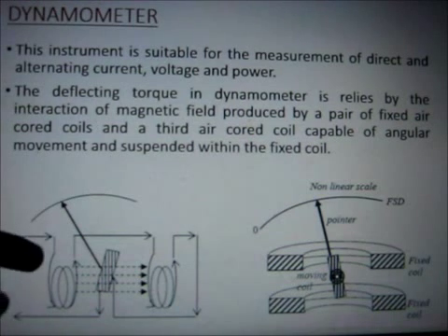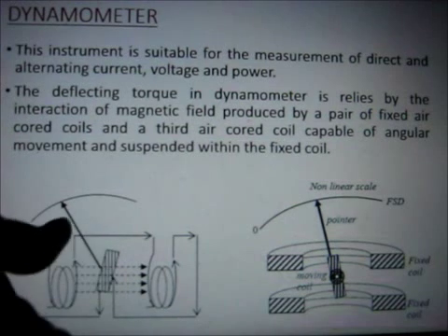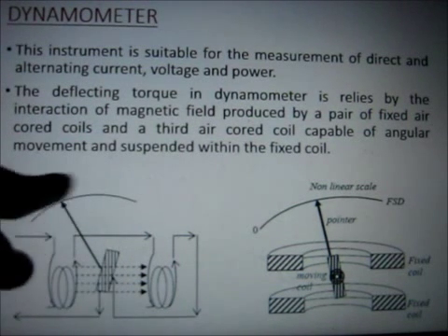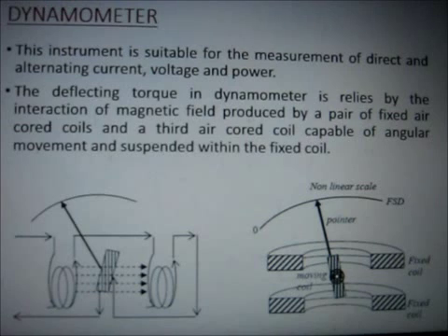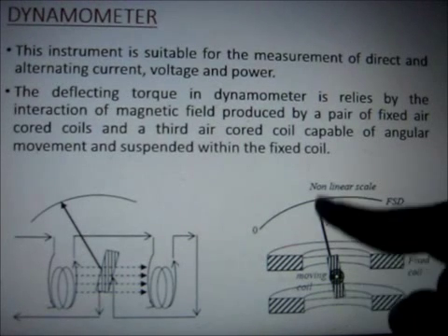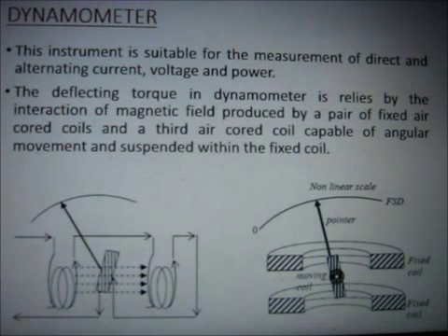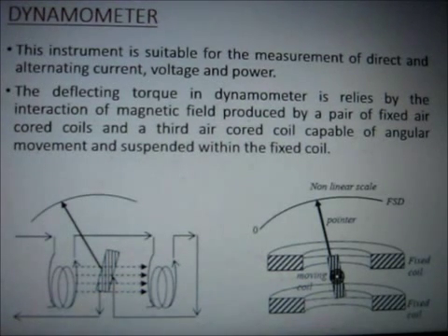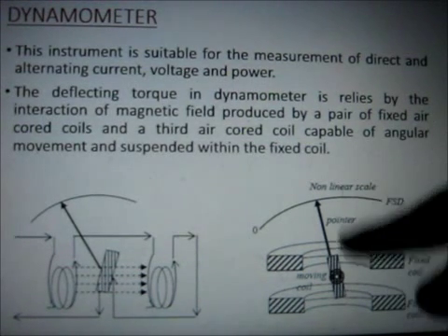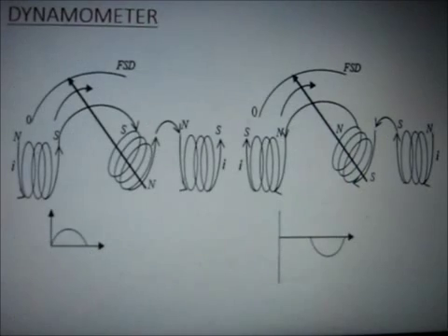This picture shows a coil which is linked with another coil, and there is a spindle. This pointer moves on the scale. Here, this is the analysis part. Two fixed coils are kept and one moving coil is fixed with the pointer. Whenever a magnetic field is induced, it experiences a force. Whenever it experiences a force, it moves on the scale and we get an accurate measurement.